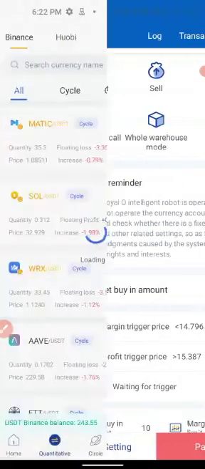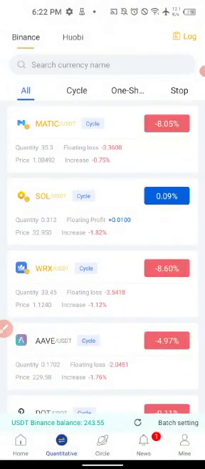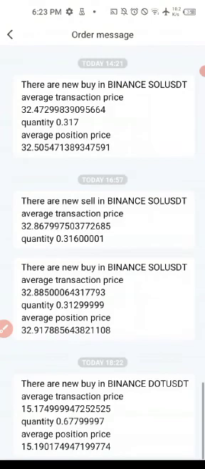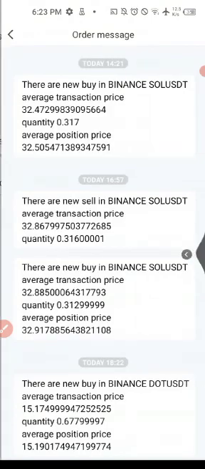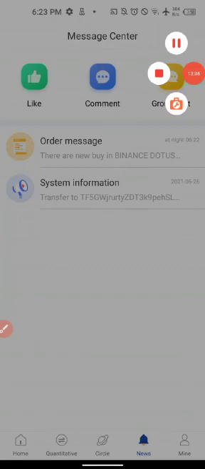So I think with that, we can now understand how trades are being set. Automatically, it deducts from my USDT and buys the coin. It has bought the coin. You can see here, there's a new buy in dots. That's what it has bought already. So that should be the end of the presentation on this aspect.